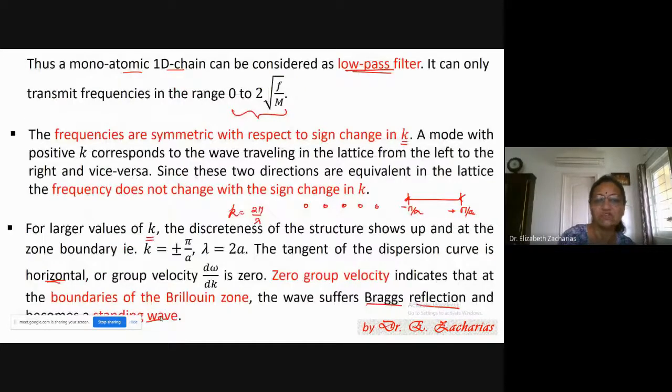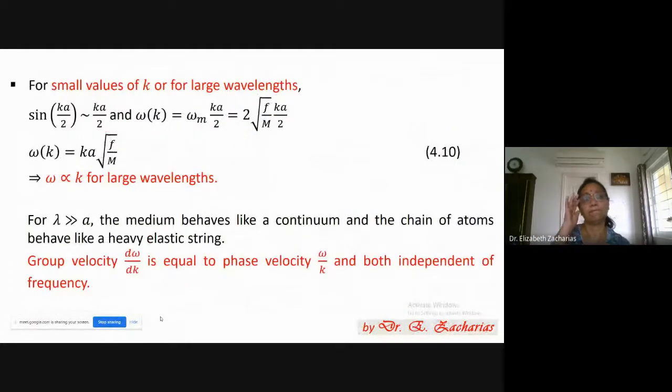And all this discussion is true for large values of k. That's why boundaries are for large k or for small lambdas. Now, for small values of k, let us look at the opposite.